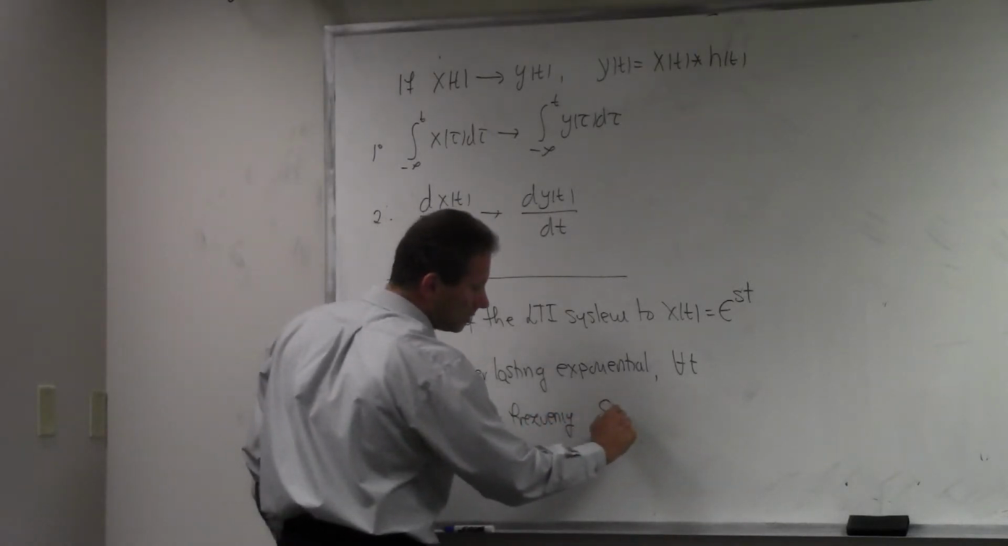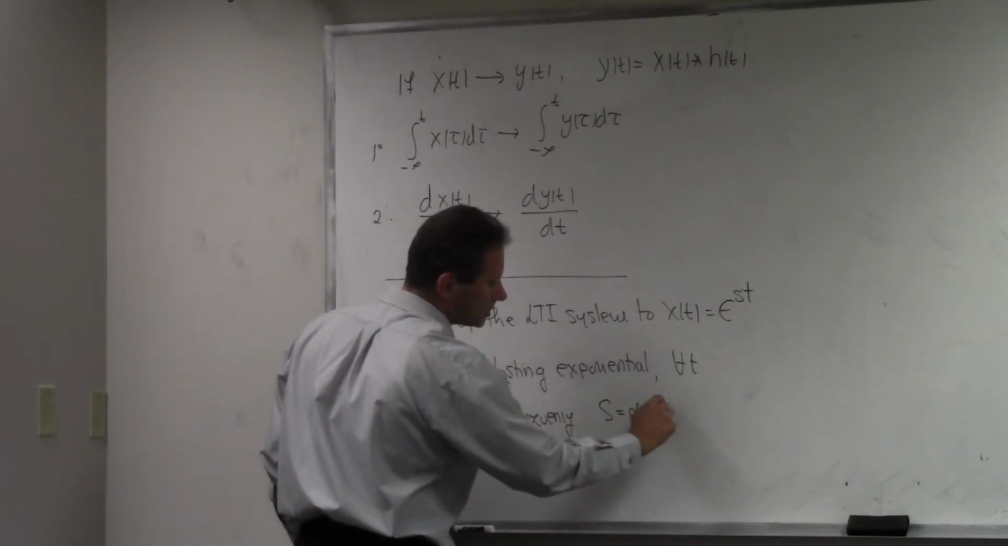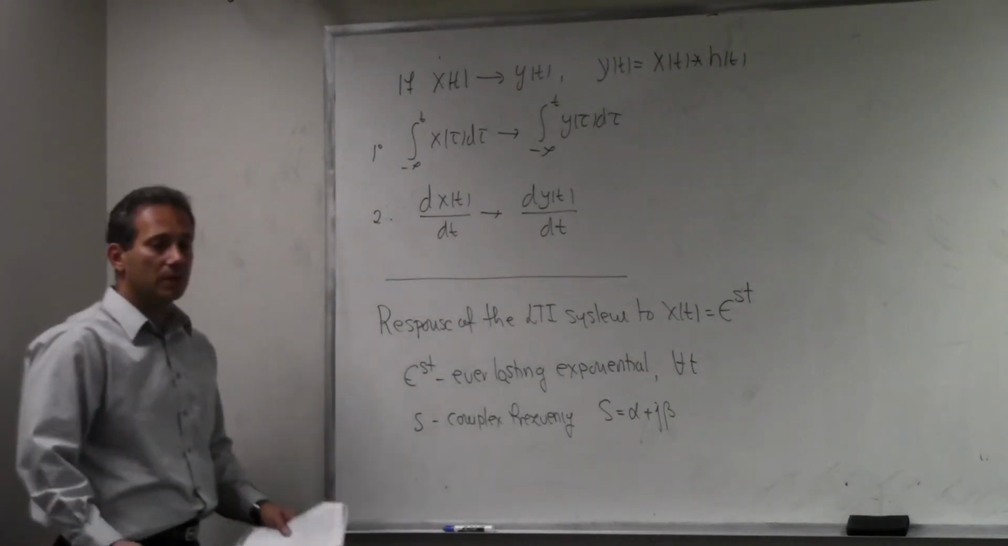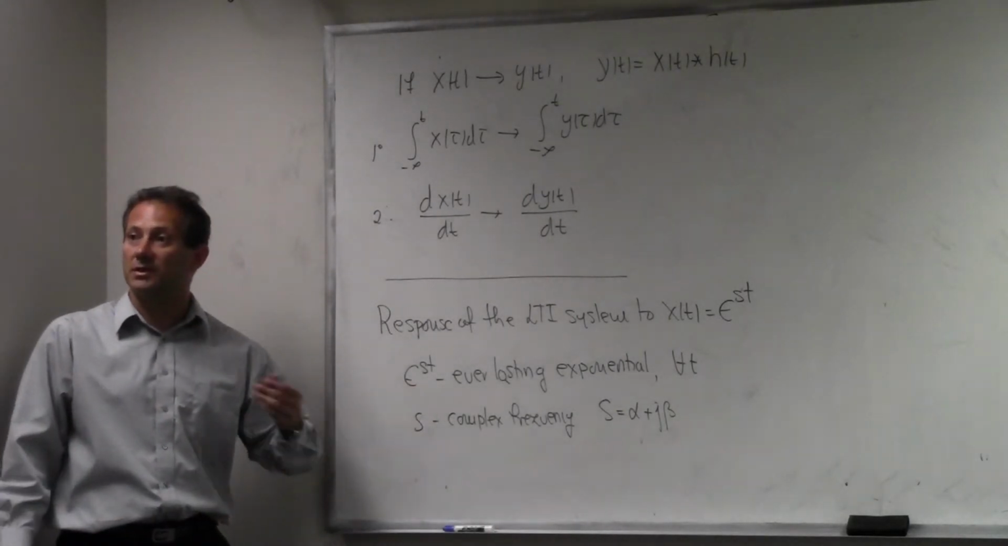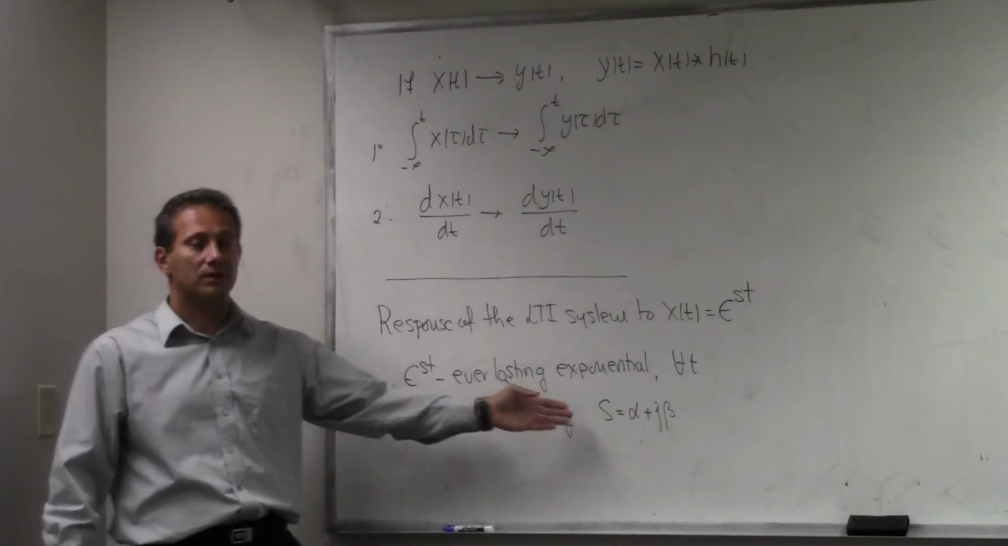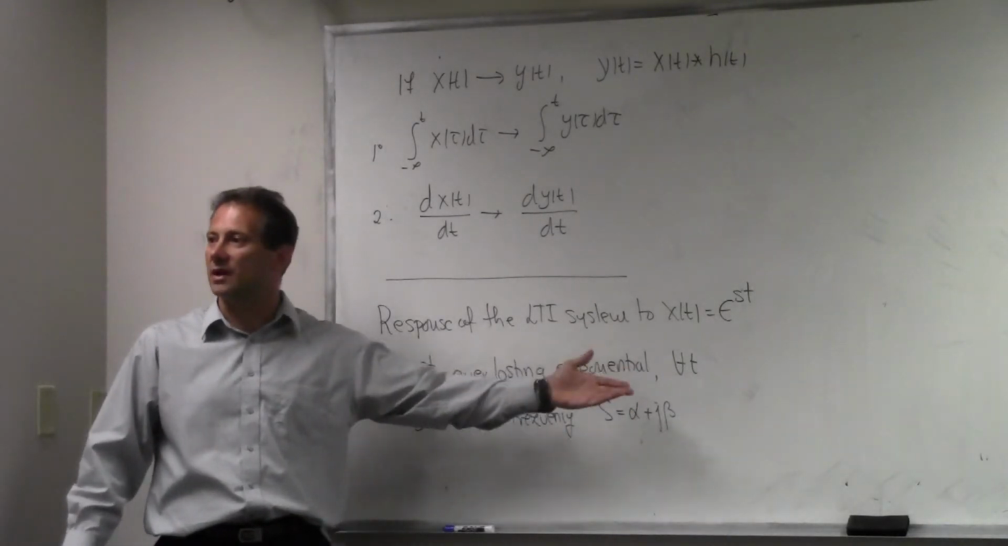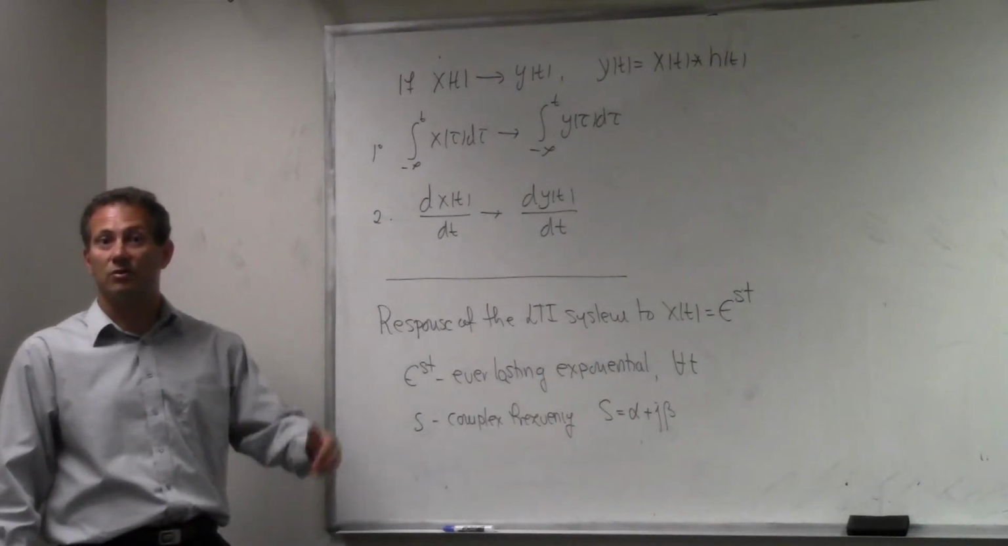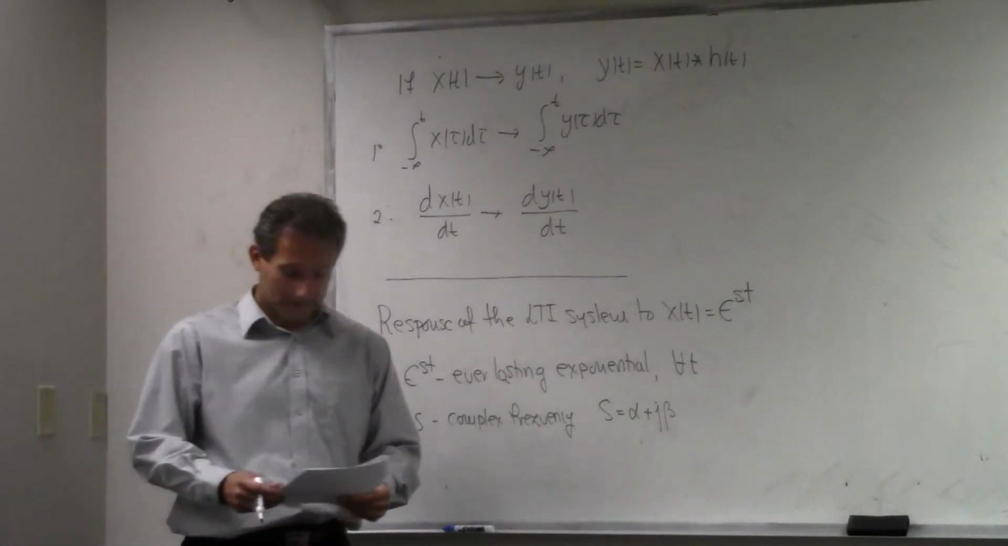This s is usually referred to as complex frequency, and s we usually write as alpha plus j beta. So the input to a linear system is complex in this case. It is e to the alpha t times cosine beta t plus j sine beta t. So there are I and Q components there, right?